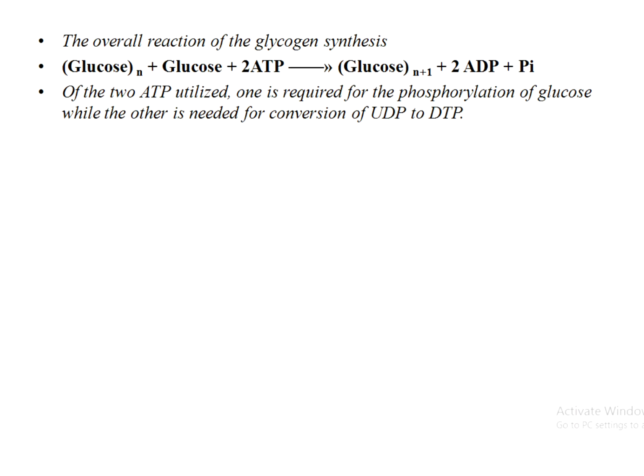This is glycogenesis. The overall reaction is glucose plus 2 ATP gives glycogen (n plus 1) plus 2 ADP plus Pi. Here 2 ATPs are utilized: one for phosphorylation and the other for the conversion of UDP to UTP.